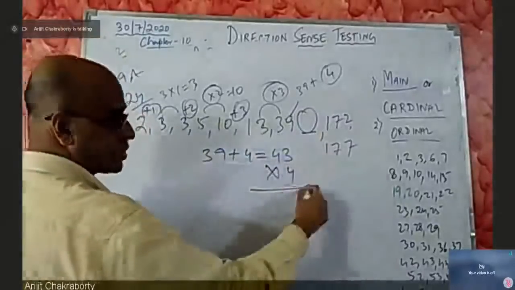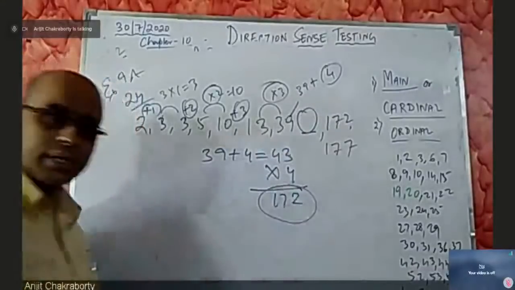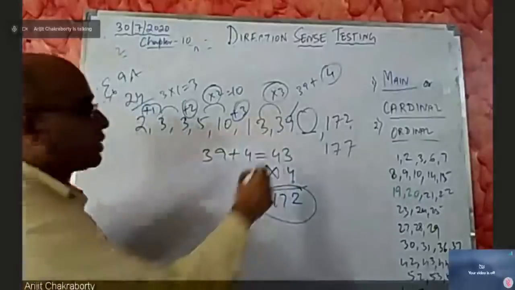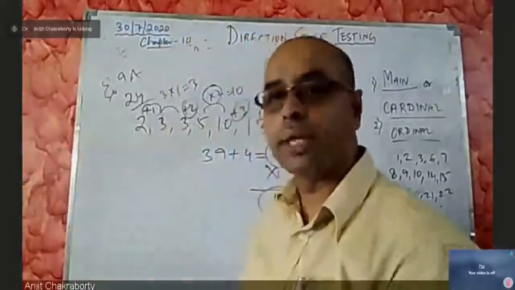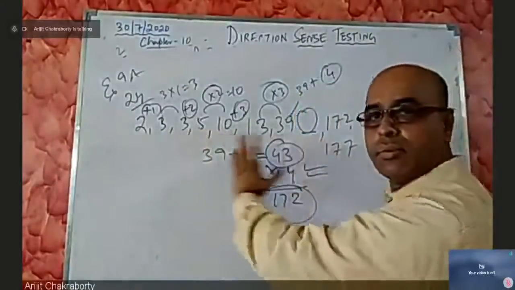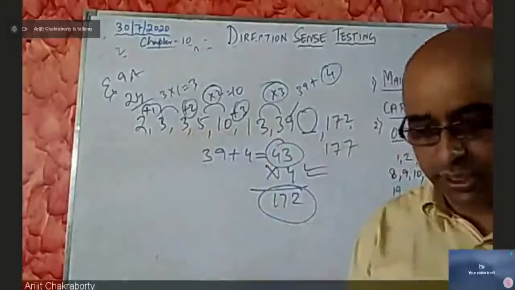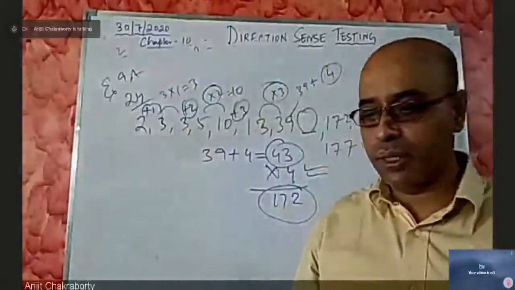Now 43 into 4 should give me 172. Let me see if it is so. 4 3s are 12, 4 4s are 16. Yes, it is 172. Therefore our answer is correct. 43 is the correct answer. I hope Harsha and Derwin, you are clear with this. This is how the entire relation among the numbers can be established. I'll take the next one, Neetu Ashok Vishwakarma, number 27.